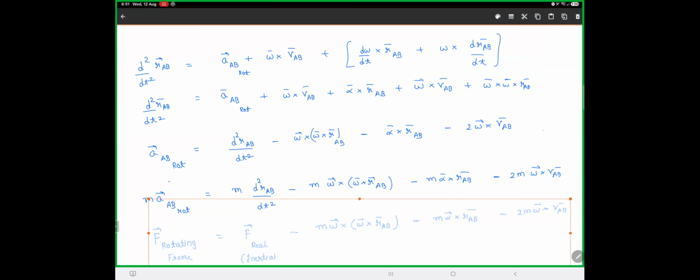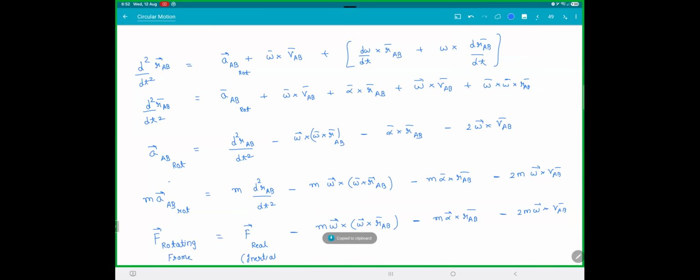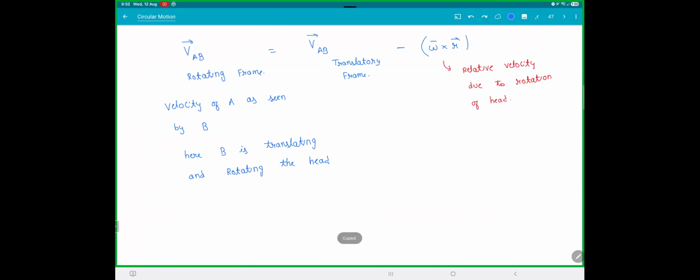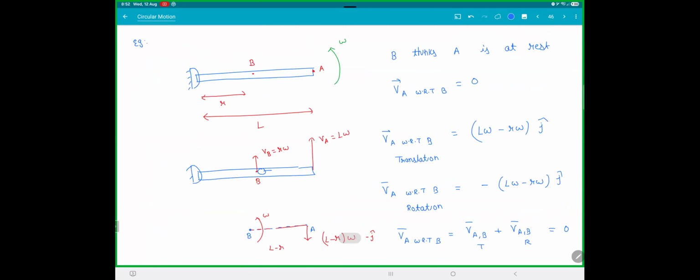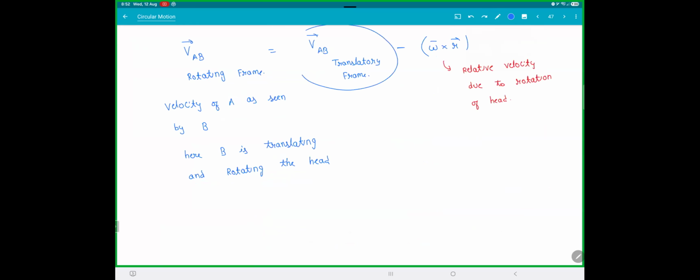Just have a look at the steps. You can see what I did. We started the whole story with this. We said whenever you want relative velocity, there are two things happening. One is your regular relative velocity. Second thing, because you're rotating your head, the velocity will be omega r backward.